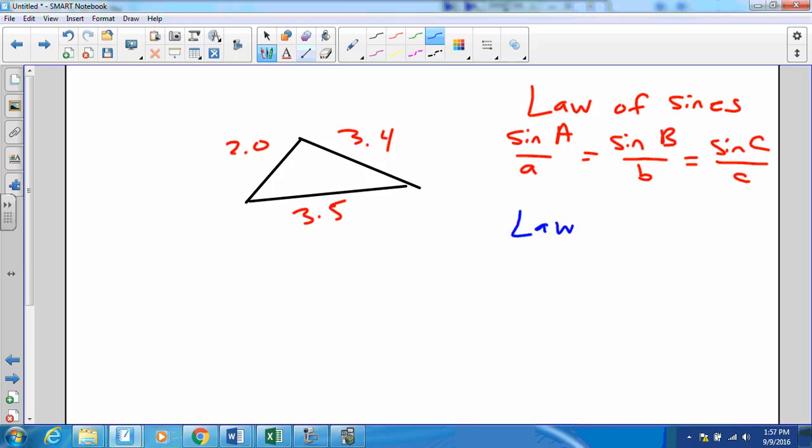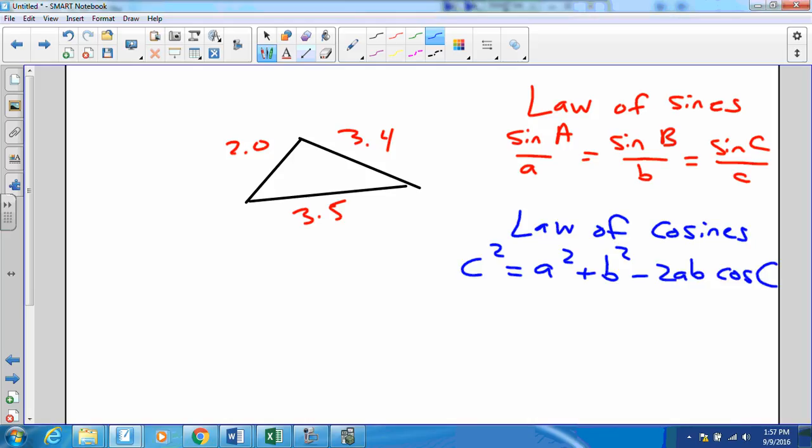And we have the law of cosines, which is C squared equals A squared plus B squared minus 2AB times the cosine of the angle between. Okay? We have these two tools. And now, each one of these tools is going to be useful for different kinds of triangles right here.